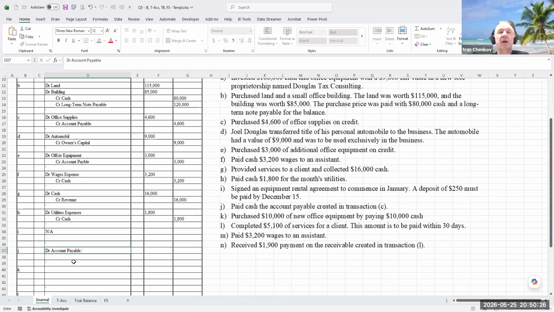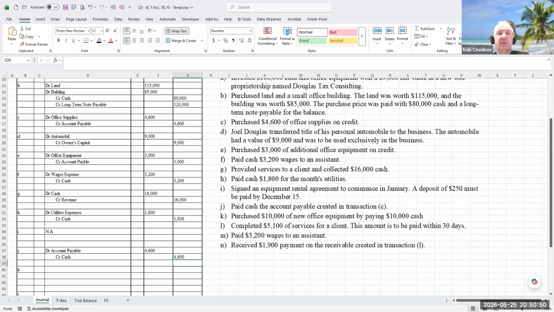What's going to happen if we debit accounts payable? Liability is going to go down. So how much? We're paying the entire balance, 4,600. How will we pay it? Credit cash, $4,600.